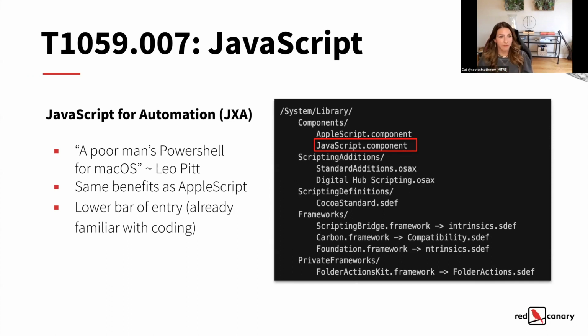But it has the same benefits of AppleScript. I love seeing your face, Tony, every time you chuckle at me. But it's also a lower bar of entry. So if you're already familiar with coding, it's going to have some of the structure that you're going to expect to see, which is one reason why it's very popular, right? Like Cody Thomas, who wrote Mythic, has a JXA client.